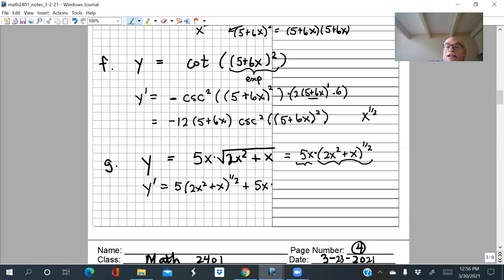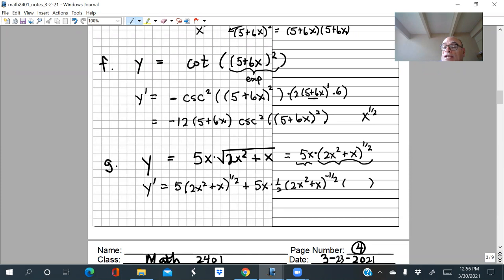Yeah, so you do the same thing here, Daniel. Bring the 1/2 down, right? Times the 2x squared plus x, now subtract one from the power. So that will give you then minus 1/2, okay? But the other thing you have to remember is that what was inside the parentheses, what was raised to the 1/2 power, was not just x. It was 2x squared plus x. So I have to further multiply in the derivative of 2x squared plus x.